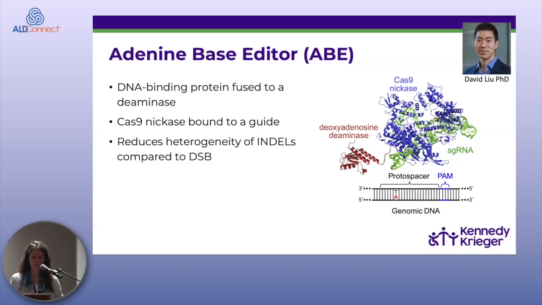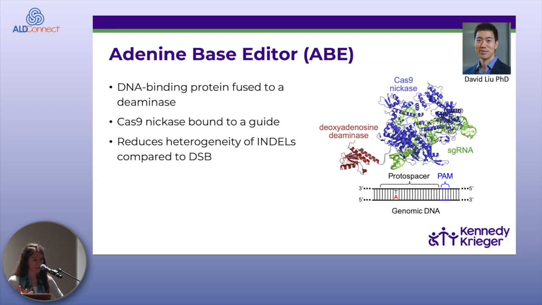And so when these two are bound together, sort of as a complex, you can design a guide RNA. This guide RNA is very specific to the DNA that you want to target. This guide will bring it to the specific piece of DNA that we're interested in, and then the Cas9 and the deaminase sort of do their thing, and I can talk about that a little bit. So this is really precision editing.